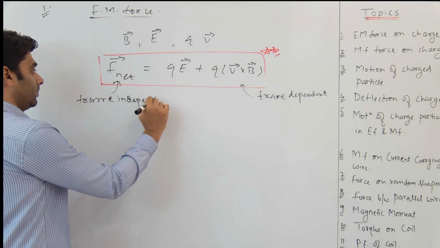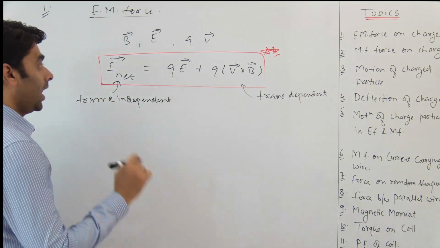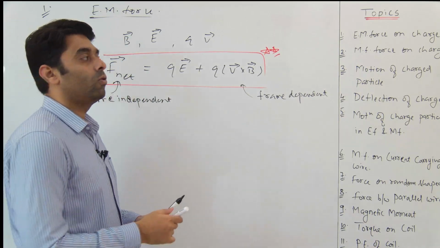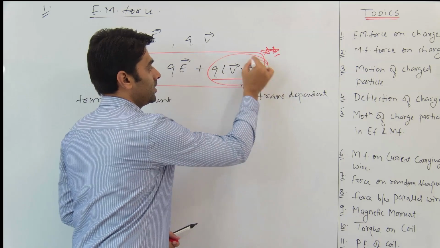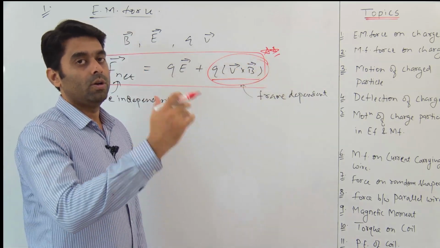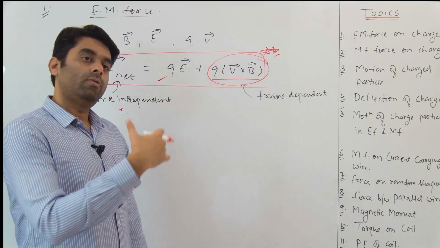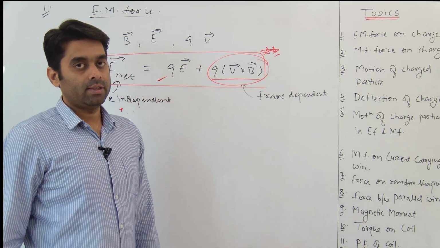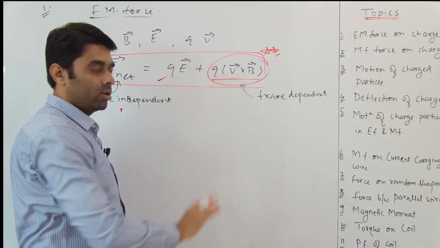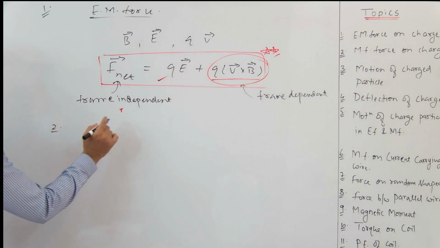Okay, fine. So this is about your first topic, electromagnetic force. In this chapter our focus is on qv cross B, the magnetic force on a moving charged particle. The qE, that is your electric force, we have discussed in our electrostatics chapter, right? Over here our focus is on this. So let us take a look at it further.